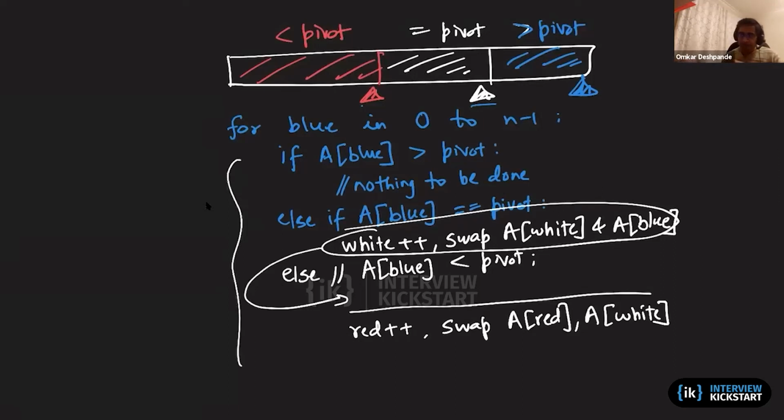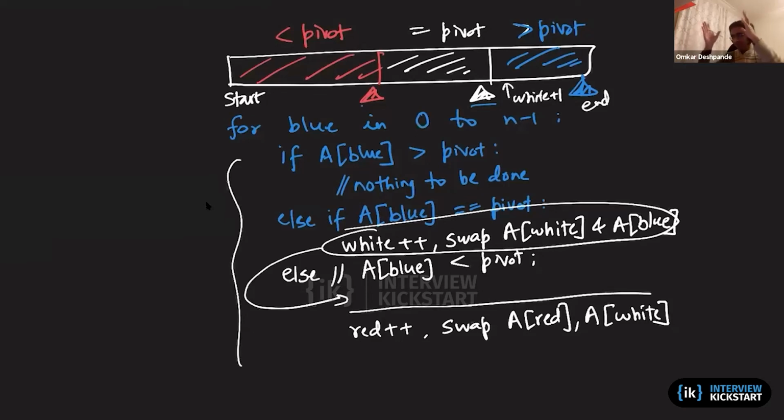And so when you recurse on both sides, you obviously don't recurse in the middle partition. When you recurse on the left side, you're recursing from start till red, up to the red value. And then you're recursing from white plus 1 till the end. Those are the two partitions you recurse on.